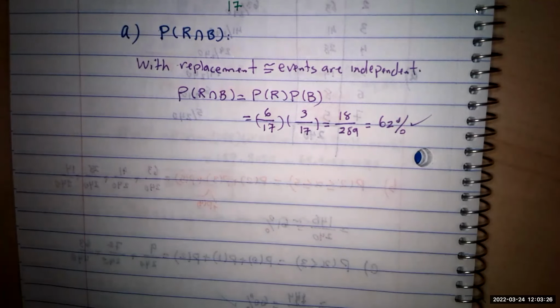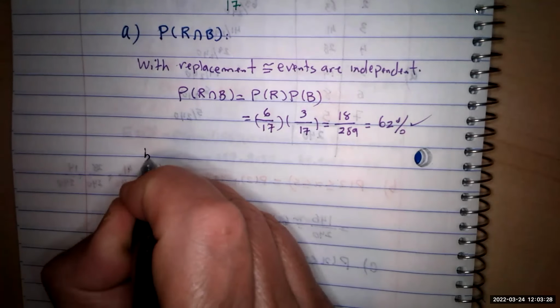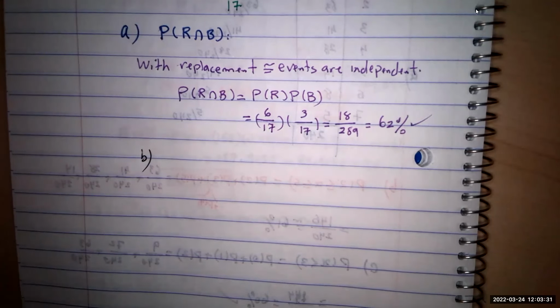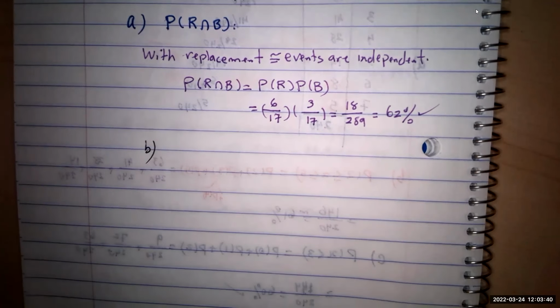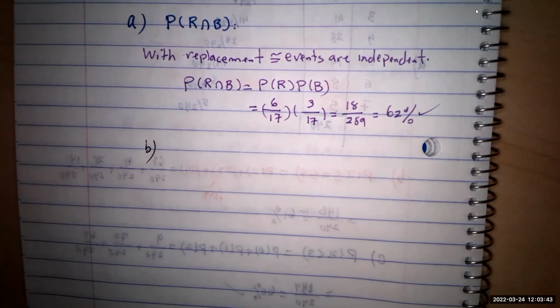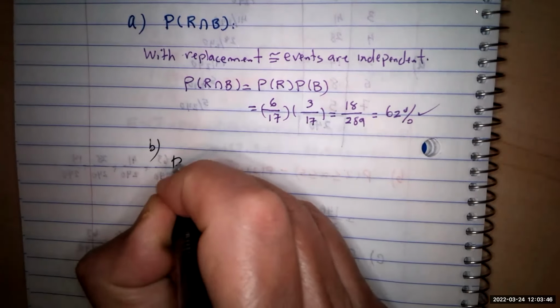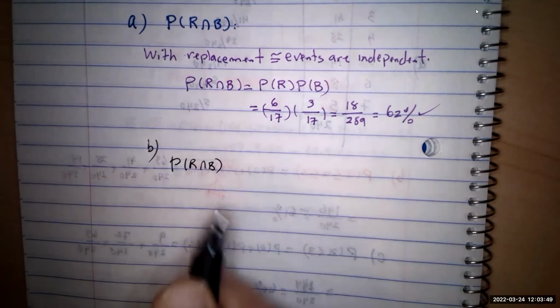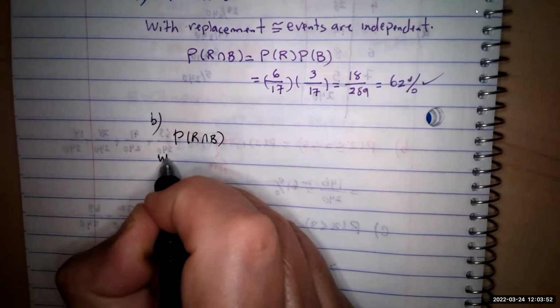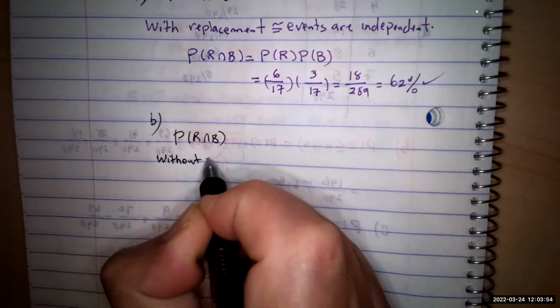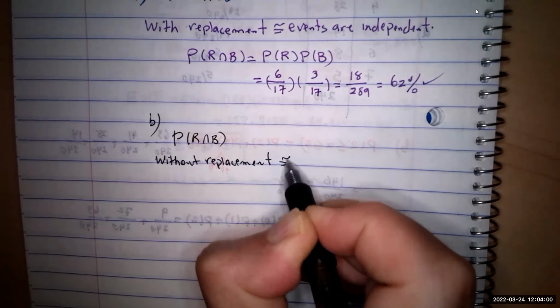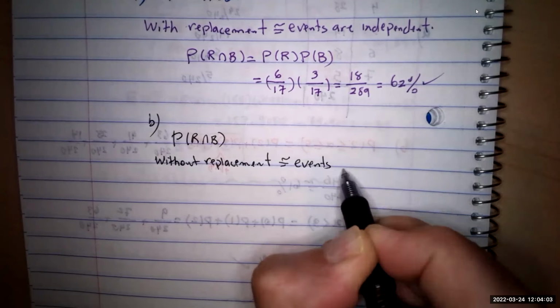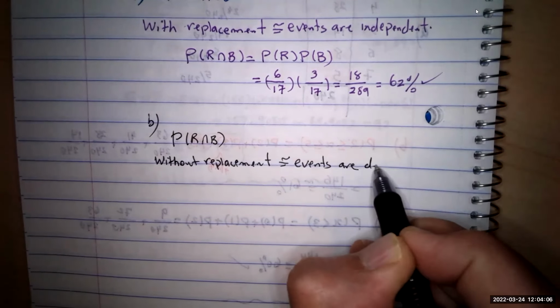Second part, what we do is we repeat it again, but we don't replace it. If you don't replace it, you will keep one of the balls for yourself. So when we get to the second one, the situation is quite different. In that case, the events are going to be dependent. Same question, but since you did it without replacement, the events are dependent.